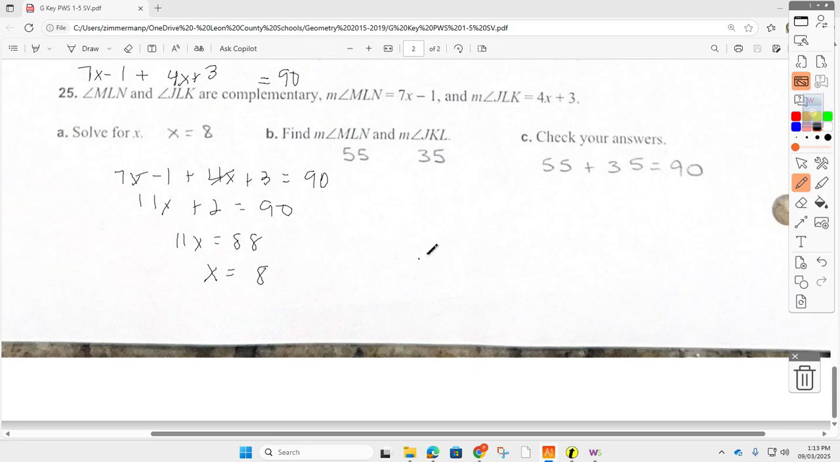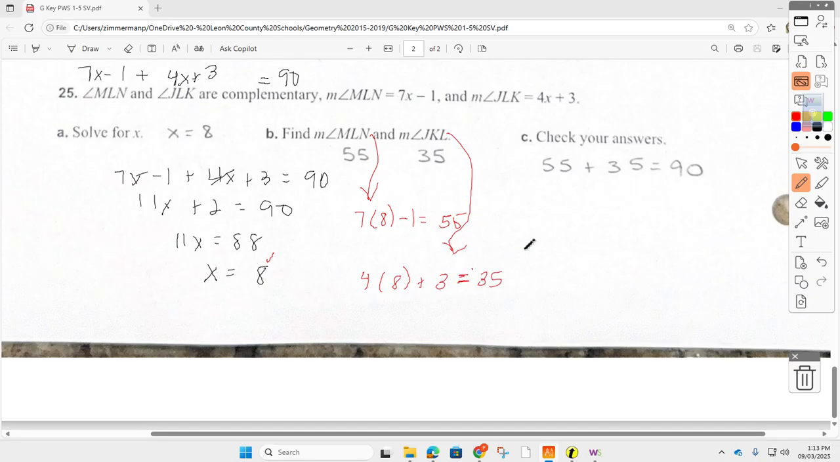So now it asks us to find the measure of both of those angles. So now we take that 8 and we plug into the expression for each. So MLN was 7 times x, so now we know that x is 8. So 56 minus 1 is 55. We know that JLK was 4 times x plus 3, so now it's 4 times 8 plus 3. So it's 35.